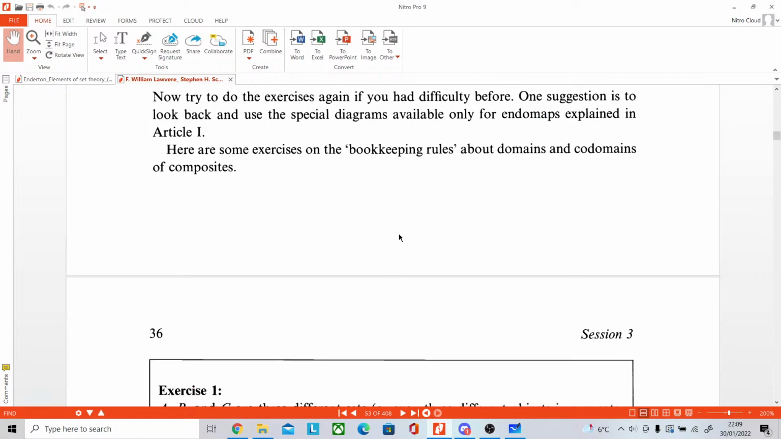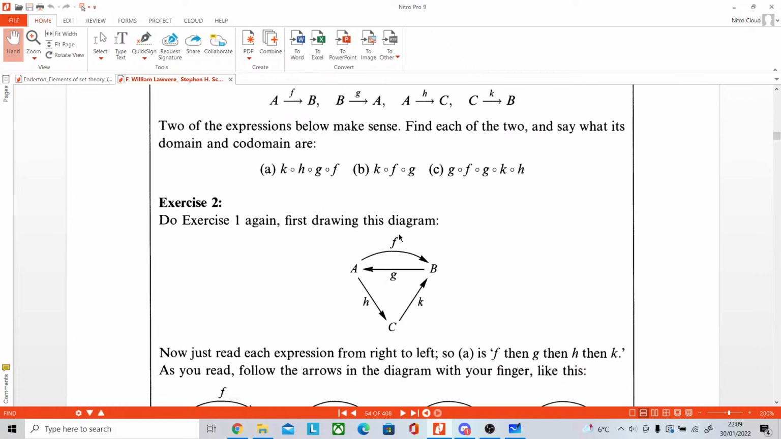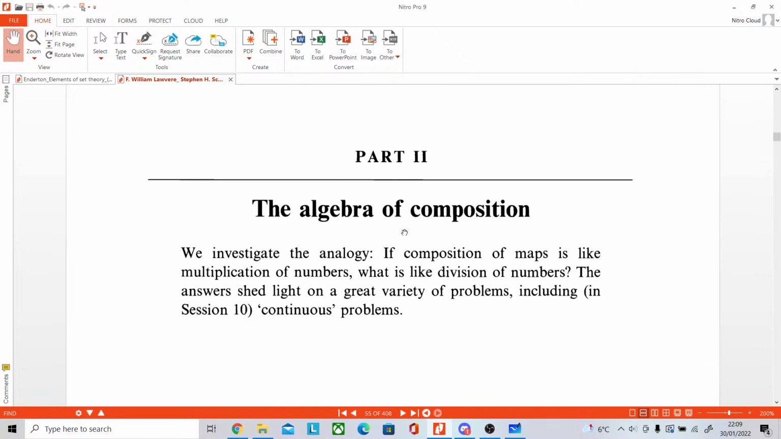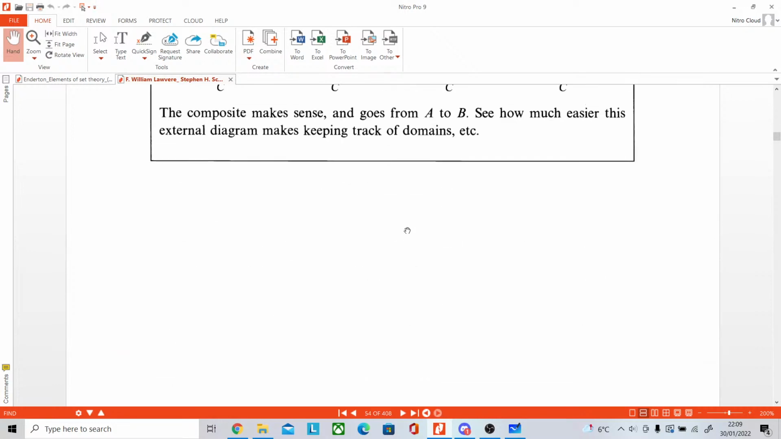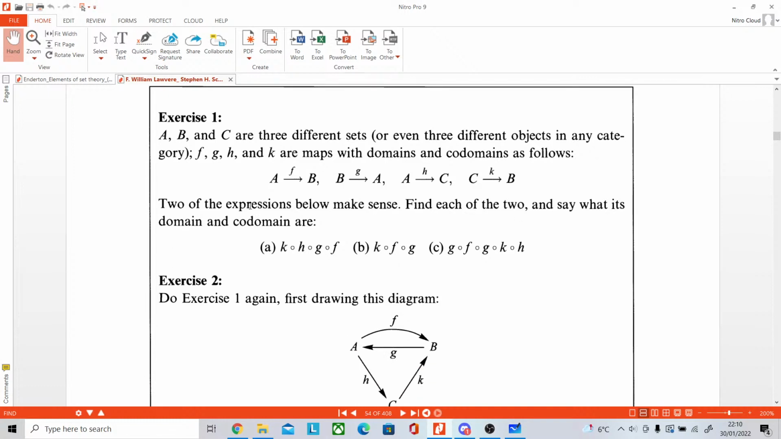Here are some exercises on the bookkeeping rules about domain and codomain of composites. Hey, it's just 2 exercises. And we reached part 2, so that was quick. Let's also do part 2 then, since we have the time. A, B, and C are 3 different sets, or even 3 different objects in any category. F, G, H, and K are maps with domains and codomains as follows. 2 of the expressions below make sense. Find each of the 2 and say what its domain and codomain are.